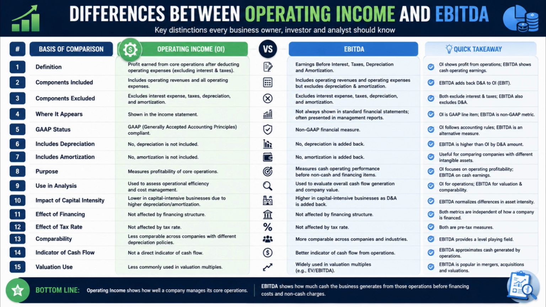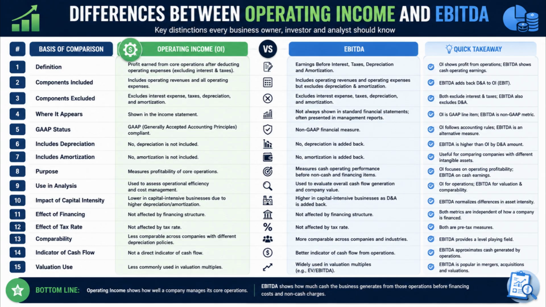In this video, we will discuss the differences between operating income and EBITDA. Both operating income and EBITDA are important financial performance measures used by investors, managers, and analysts. While both focus on a company's operational performance, they differ in how they treat depreciation, amortization, and profitability measurement. Understanding these differences helps in evaluating a company's financial health more accurately.